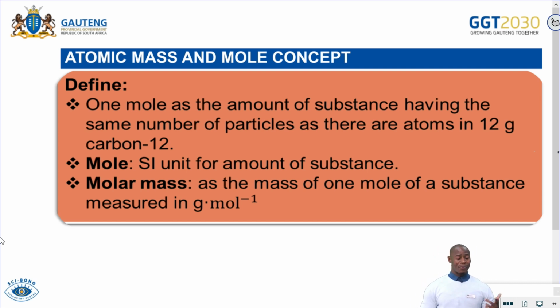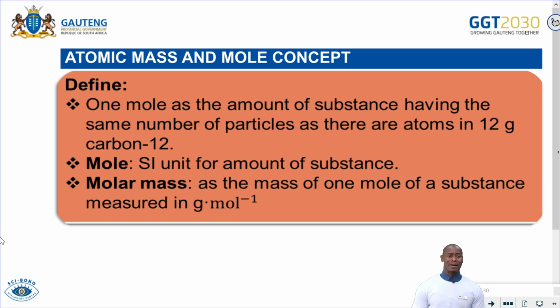Let's start with the atomic mass and the mole concept. This is what you did in grade 10. The definition of 1 mole and the molar mass. So 1 mole of a substance is defined as the amount of a substance having the same number of particles as there are atoms in 12 grams of carbon-12. This is how we have to define 1 mole of a substance. And again, a mole, we should know, is the SI unit for the amount of a substance, all right?